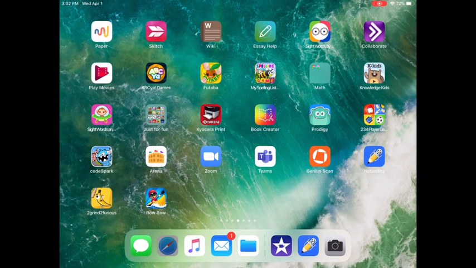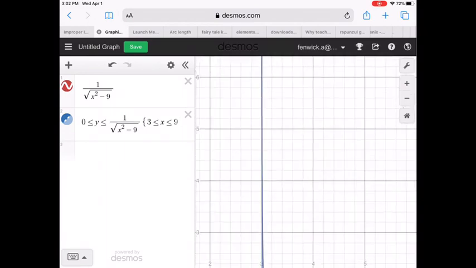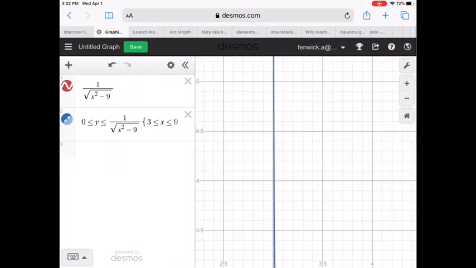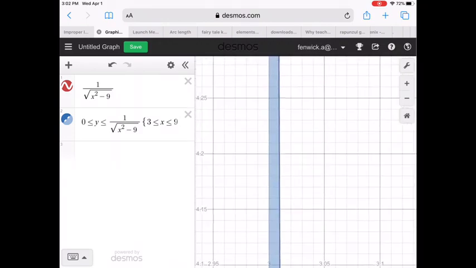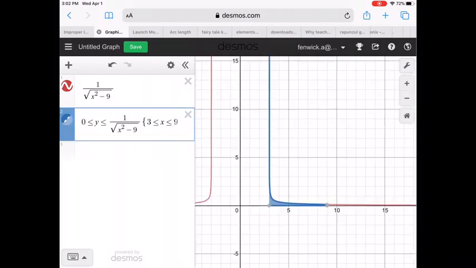So going back to our area, this area is in fact finite. Even though here the height goes to infinity with that vertical asymptote, you can see that the width goes to 0 very, very quickly. And so the total area actually converges.